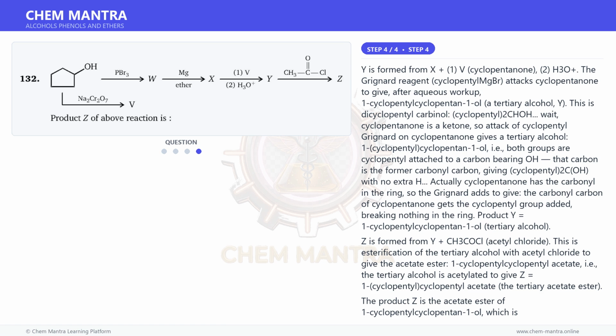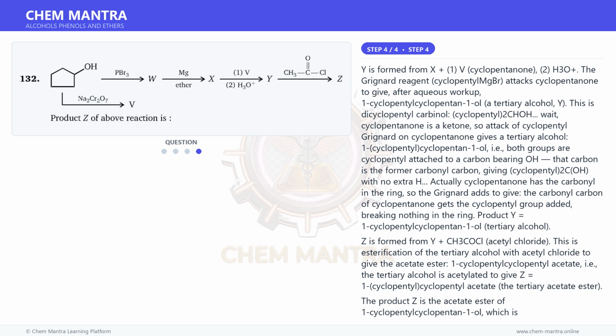That carbon is the former carbonyl carbon, giving a carbon with no extra H. Actually, cyclopentanone has the carbonyl in the ring, so the Grignard adds to the carbonyl carbon of cyclopentanone, and the cyclopentyl group is added, breaking nothing in the ring. Product Y is 1-cyclopentylcyclopentan-1-ol, a tertiary alcohol.